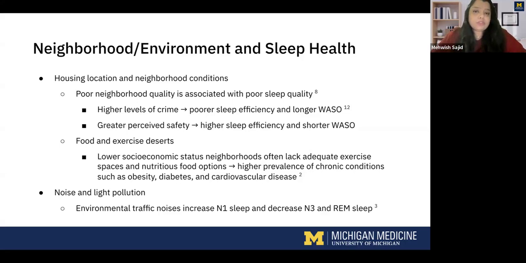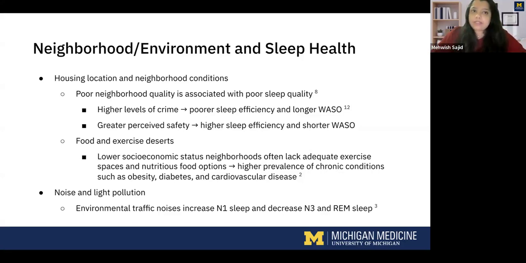And a lot of these patients might have poor sleep quality overall because of the sense of hypervigilance in their community. There's also a big component of food access and exercise or recreational facilities and access to those, where if a patient is in a lower socioeconomic status neighborhood, they might not have adequate exercise spaces and nutritious food options and might be living in what we call food deserts or exercise deserts. And these patients have a higher prevalence of chronic conditions such as obesity and diabetes, heart disease, and we see the close relationship these have with sleep apnea and how sleep apnea can also negatively affect these.